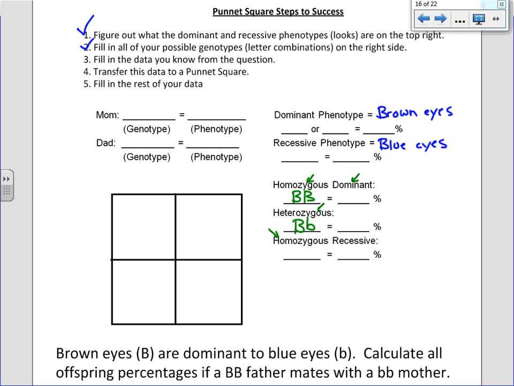And then homozygous recessive, same letter, recessive letter, little b, little b. So that's the first 3 blanks. And essentially what we're creating here is an outline that you're going to be able to fill in later. Now the other 3 blanks come from this section up here.